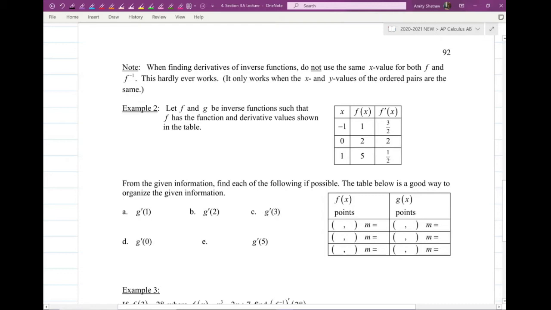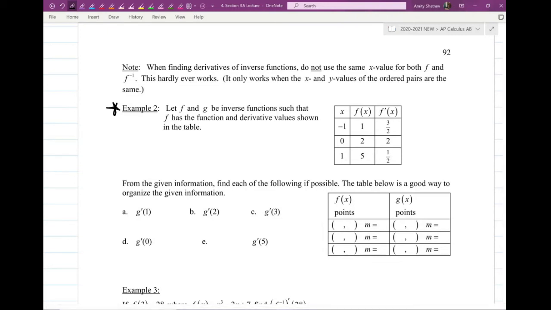So example 2, this is a fantastic example, the weird kind of stuff that you see on the AP exam multiple choice. Let f and g be inverse functions such that f has the function and the derivative values that are shown in this table. Obviously, some of the values in this table will not be useful to me. I'm not intending to use them, okay? It's a little bit of a trick. There's always going to be some extra numbers in there that, if you're off on the wrong track, you might accidentally use, okay?